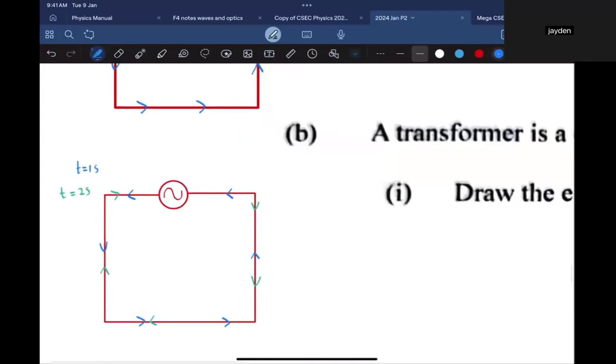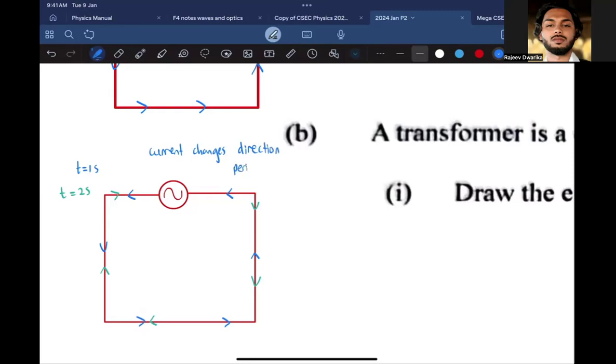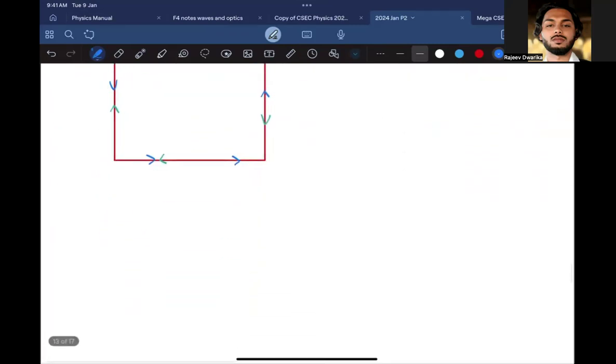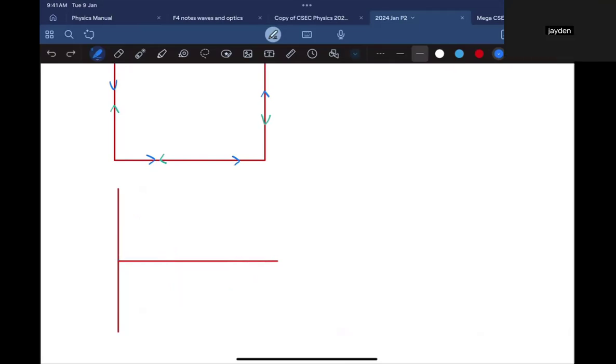Yes, sir. Right? So current changes direction periodically. You need to include that part, periodically, because if I were to draw the graphs for AC and DC, this is what AC looks like. Jadon, do you know the oscilloscope? Not sure. You're sure you want to do electrical engineering? I'm not against it, but I want to make sure that's what you want to do.